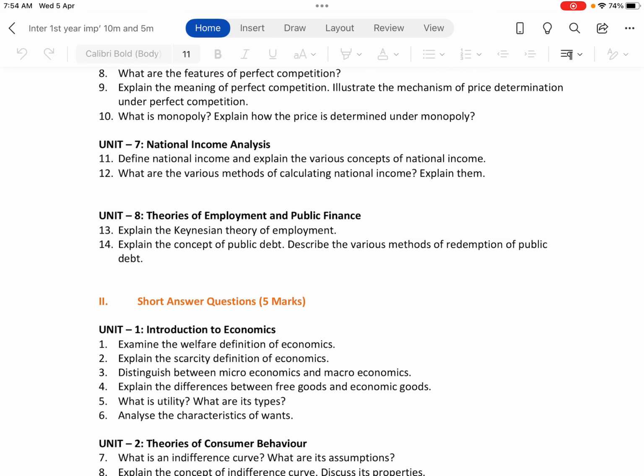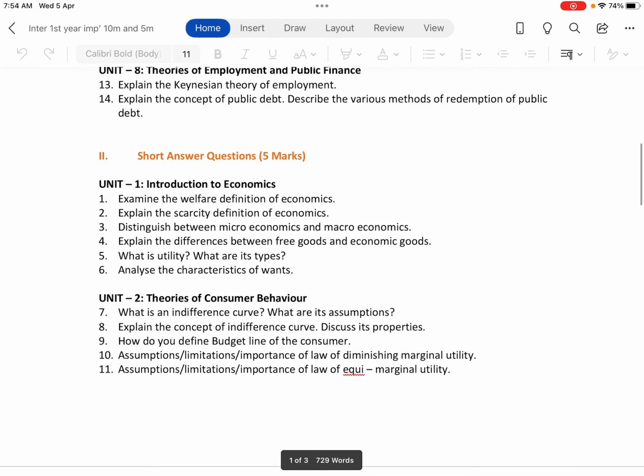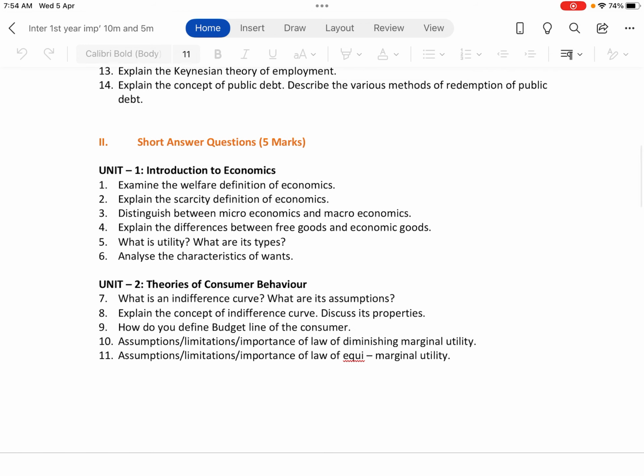So these are all the 14 questions. If you prepare these 14 questions thoroughly, you will be able to attempt 3 questions in the board exam. Then, as far as the SAQs or the 5 marks are concerned, you can expect from Unit 1, introduction to economics. As far as the March 2023 board exam is concerned, 2 questions of 5 marks were asked from Unit 1.